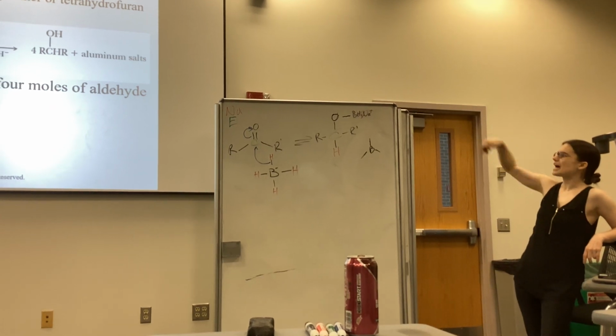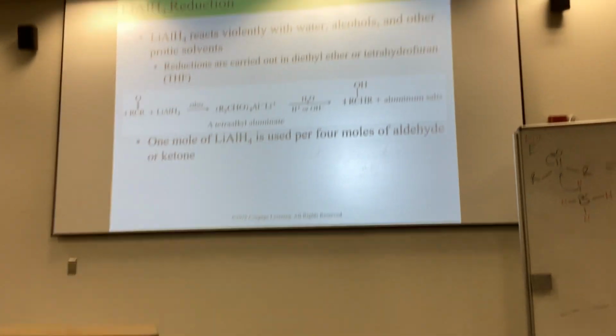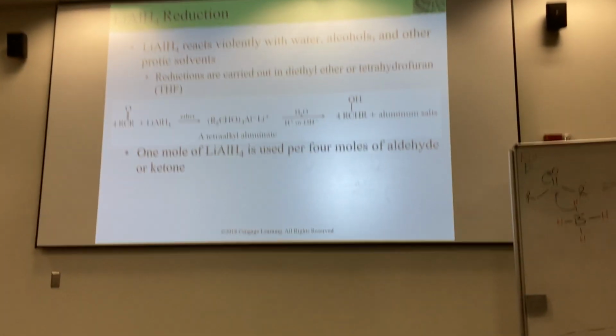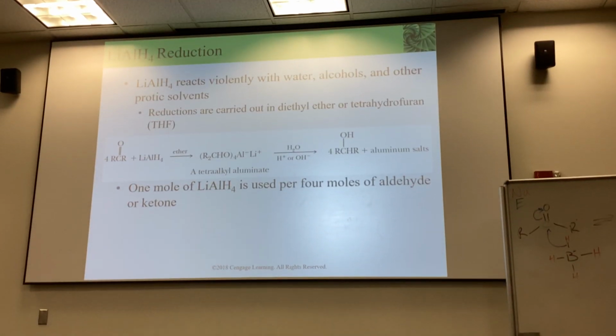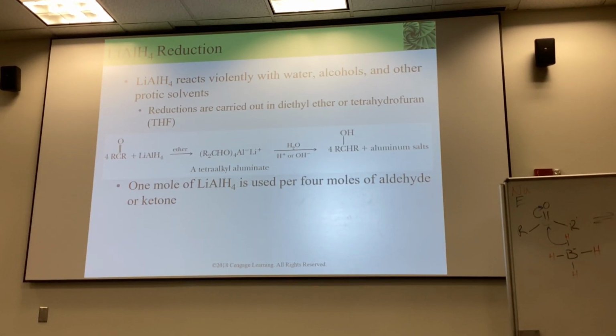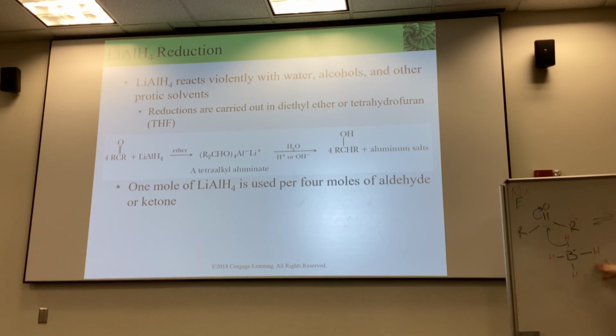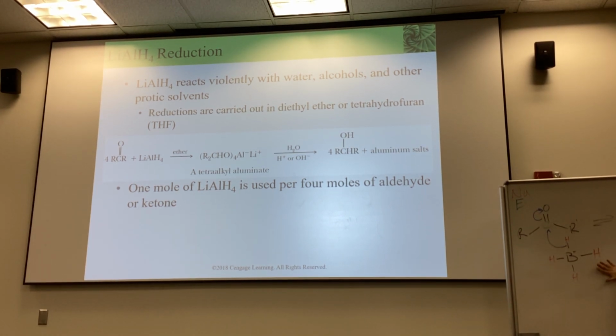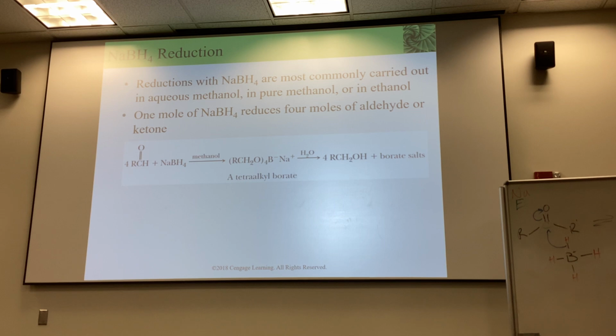LiAlH4 is basically another hydride. This is going to react violently with water, alcohols, and other protic solvents. So this guy doesn't really seem to freak out if it's around an acid. You're going to kill it with water, right? I think you kill it with water. No, sorry, NaBH4 is stable in water. You can do this in aqueous solution.